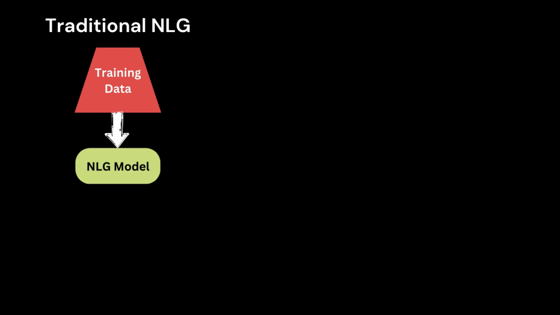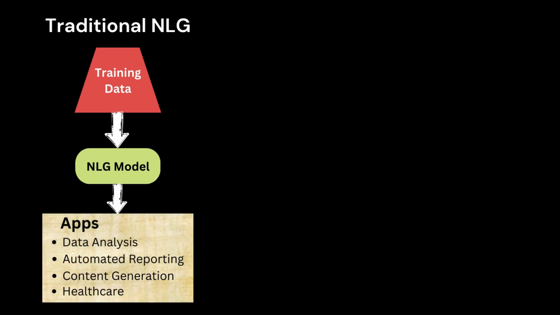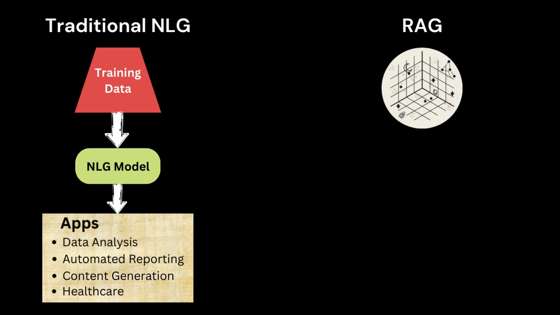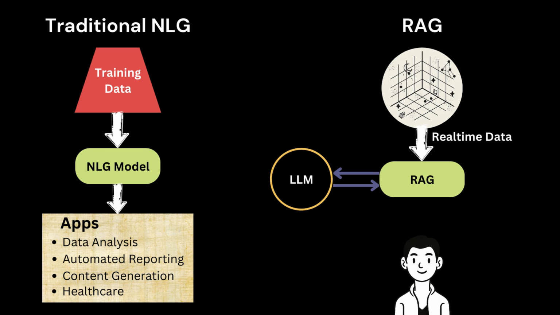robust and versatile. Traditional natural language generation systems rely solely on pre-existing knowledge encoded during their training phase. This can lead to outdated or irrelevant responses, especially when dealing with dynamic or niche topics. Retrieval Augmented Generation, on the other hand, augments these generative models with real-time information retrieval, ensuring that responses are not only accurate but also up-to-date and contextually relevant. This makes RAG an indispensable tool for creating more reliable and intelligent AI systems.